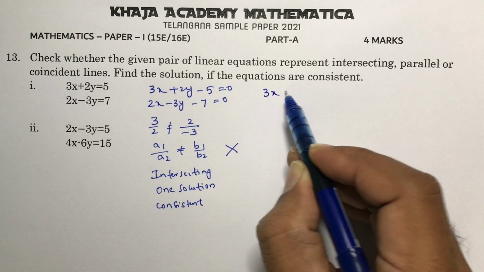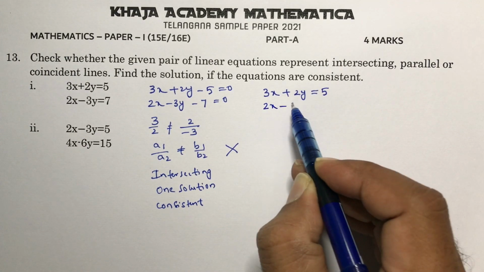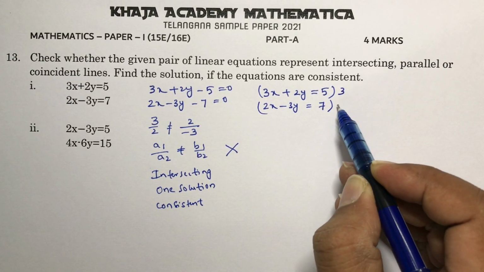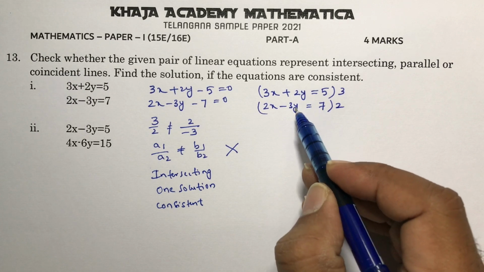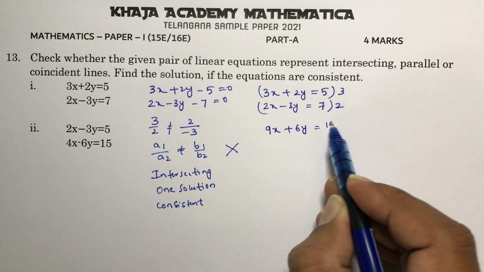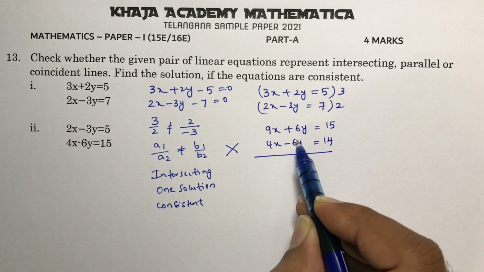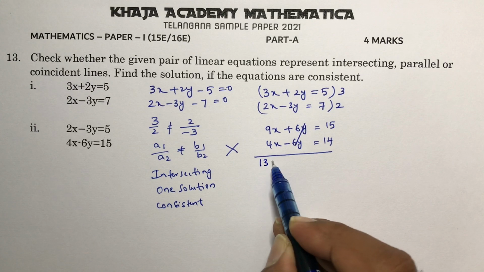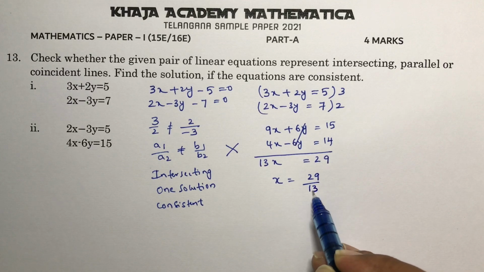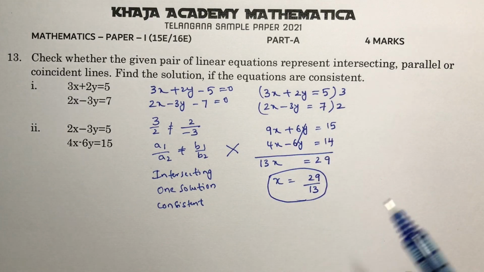So I will do it by elimination method. 3x plus 2y equals 5 and 2x minus 3y equals 7. So first one I will multiply with 3, second one I will multiply with 2, because I am making the coefficients of y equal. So this will become 9x plus 6y equals 15. Here 4x minus 6y equals 14. Minus 6y plus 6y will get cancelled. 13x equals 29. So x equals 29 by 13. So we got the value of x. Now substitute this x value in any one of the equations. You'll get the value of y.